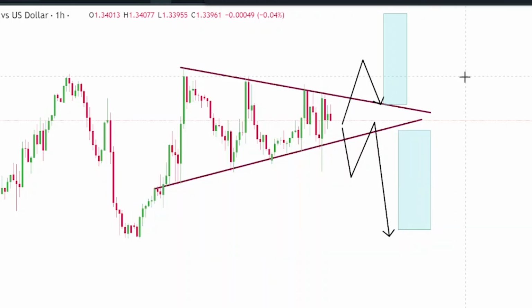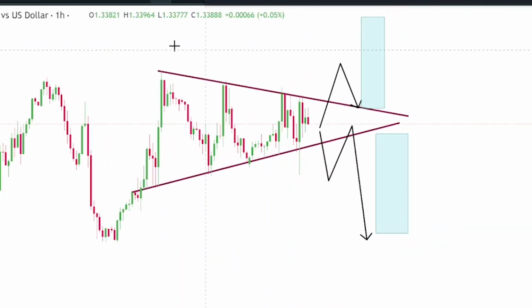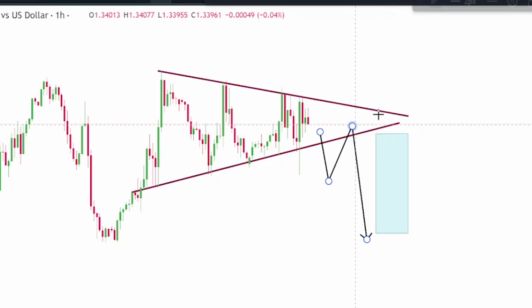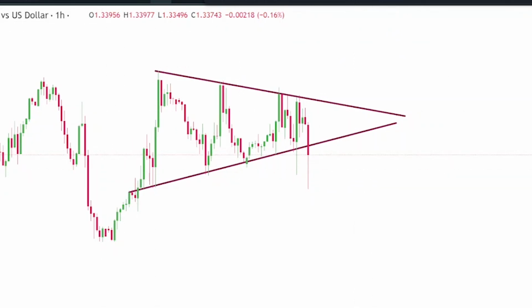So now let's see what the market is going to give us from there. That is where we are going to be deciding on taking a buy or sell. Okay, let's see. So we broke below this area. Let's see what happened.